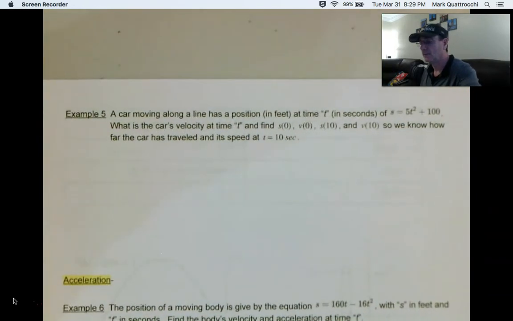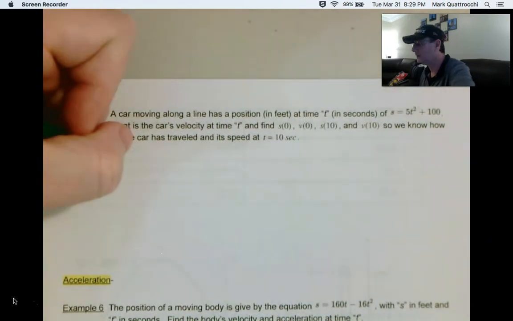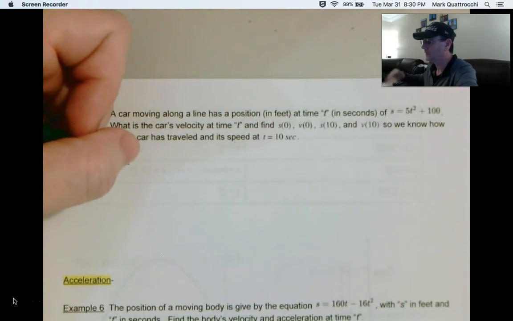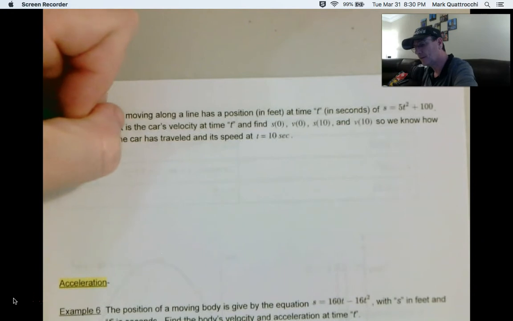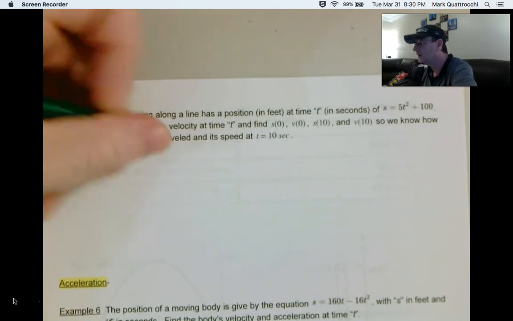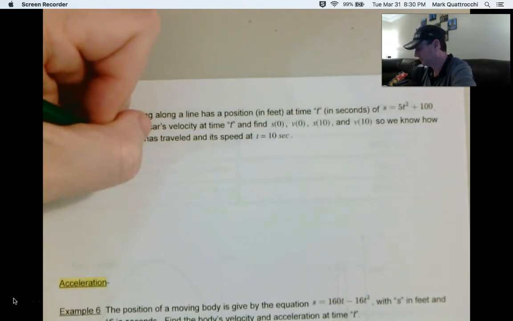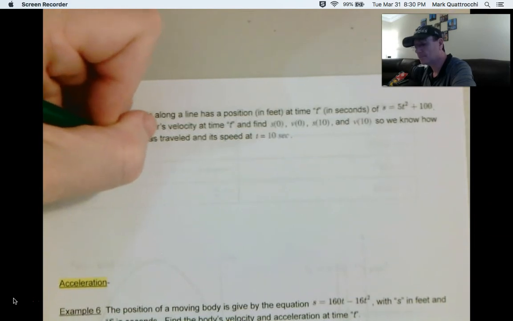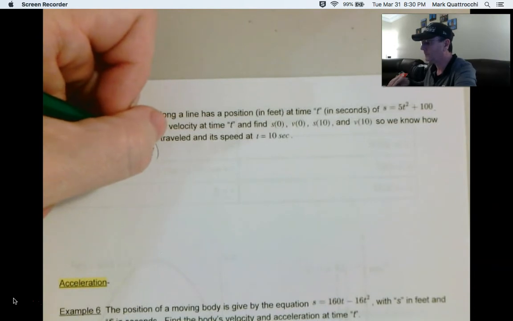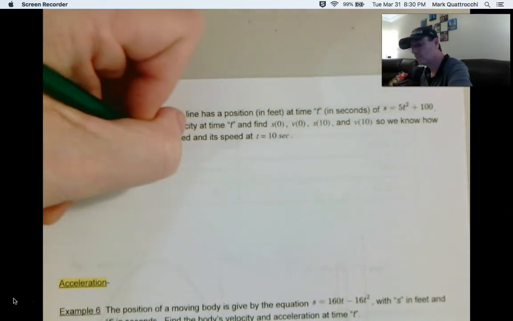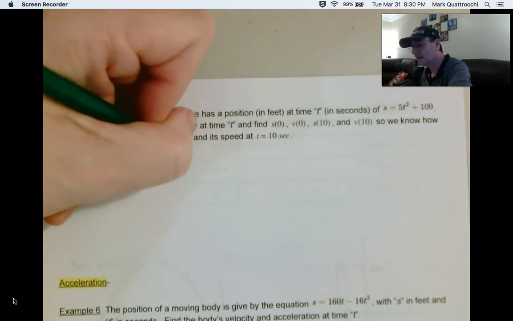So first thing we need to do is find velocity. So we need to find v of t, which again is equal to s prime of t, which is equal to 10t.